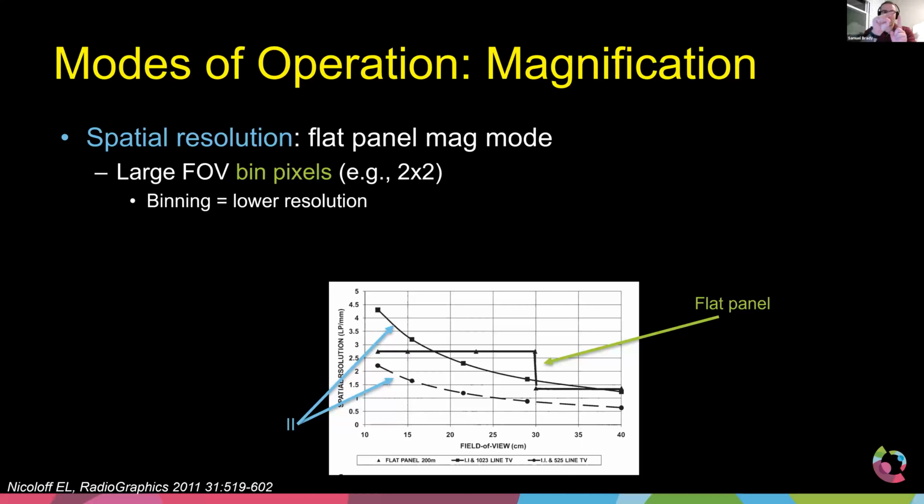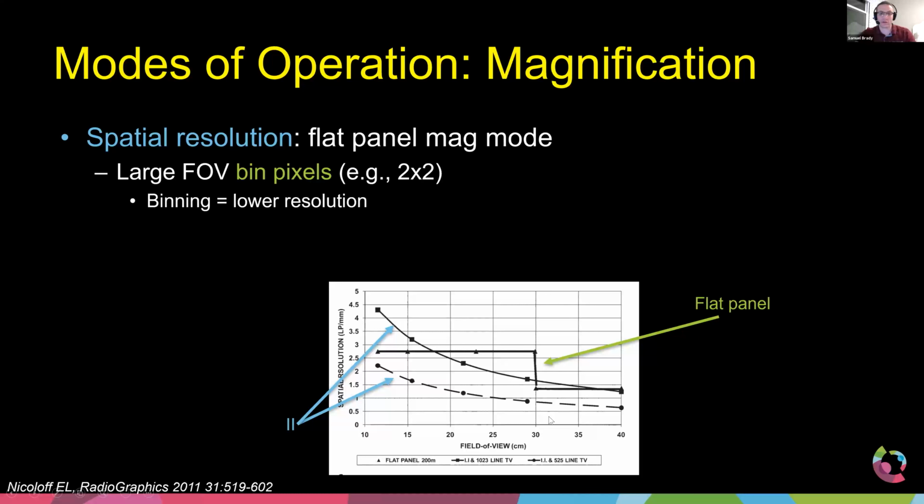And so it might take 2 by 2. So you have a 4-pixel square, and it averages all those to be one value. So it shrinks your overall matrix by a factor of 2. And so when you're binning the system here in these larger field of views, you have a lower resolution. When you're not binning those field of views for most of your smaller field of views, you can see you have a higher resolution. So flat panels really only have 2 resolutions.